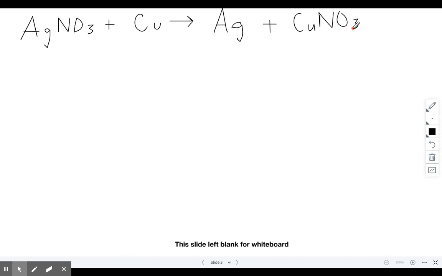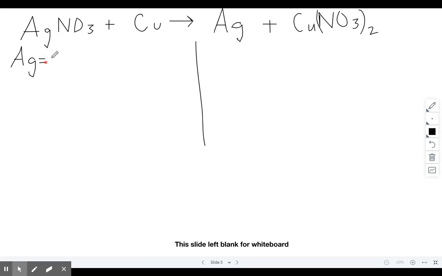Okay, so, oops, this is supposed to be a 2 right here. My mistake. There should be a parentheses and a 2 on the outside. I was just writing and wasn't thinking as I was writing, but that's correct now. Okay, so let's draw our line and start counting. Okay, so I have Ag, and I have 1 of them.